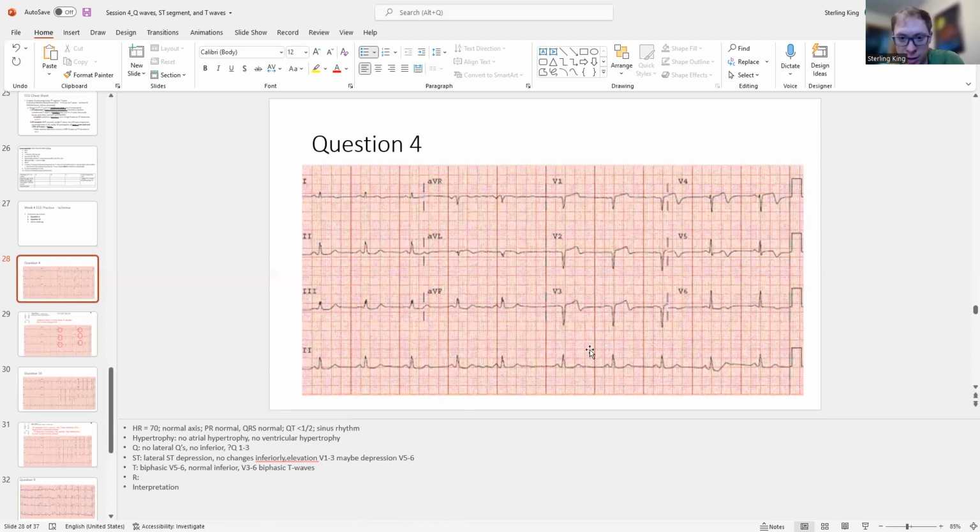Looking for R wave progression, it is abysmal. Look at that. No R wave, no R wave, no R wave, tiny R wave, and then we finally get some Rs. That is way too low. So poor R wave progression.